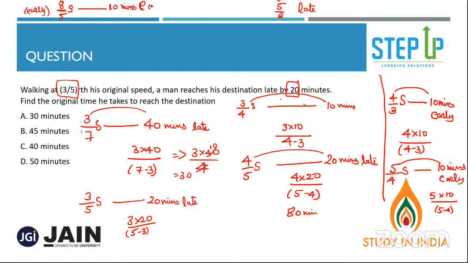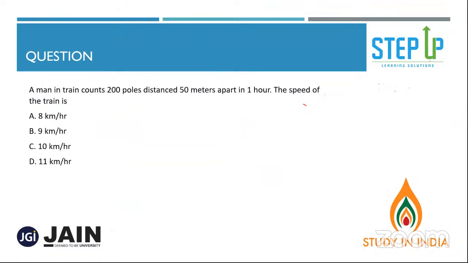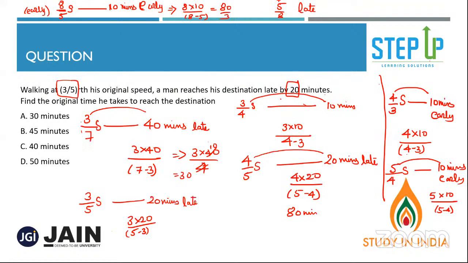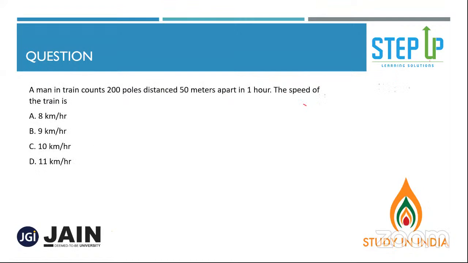10 minutes early. What I'll do? I'll do the same thing: 8 into 10 by 8 minus 5. 8 minus 5 is 3. So 80 by 3 would be my answer, 26.66. Fair enough. Let's move to the next one. I hope that's clear so far. All right, answer for this one.